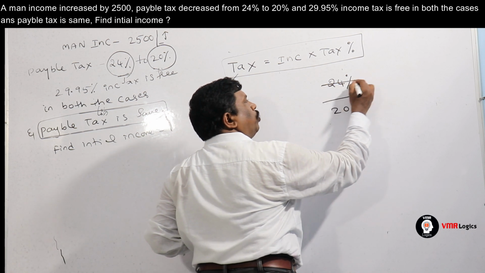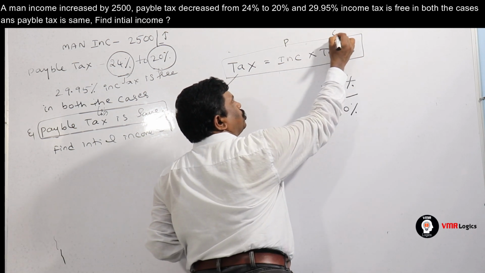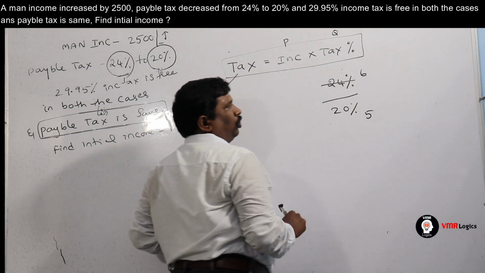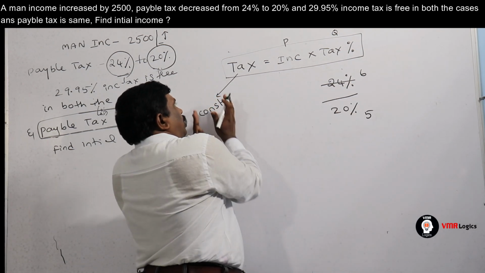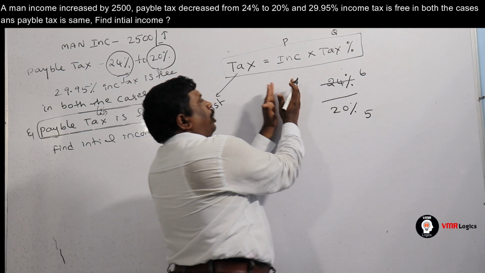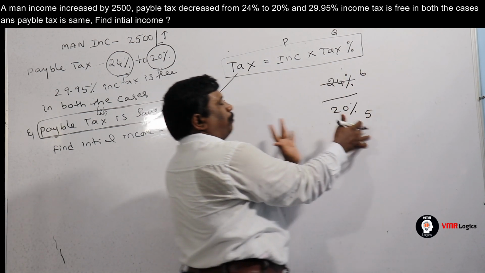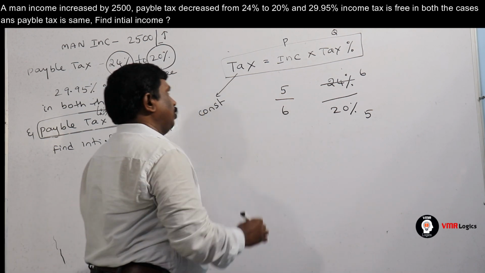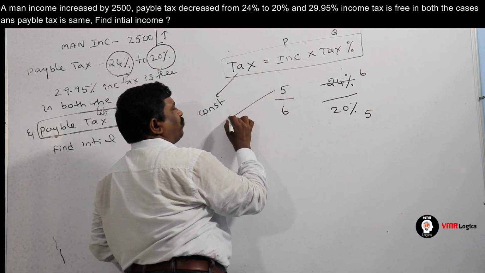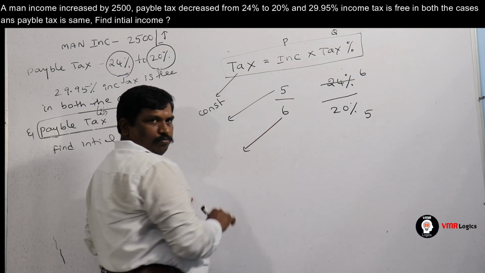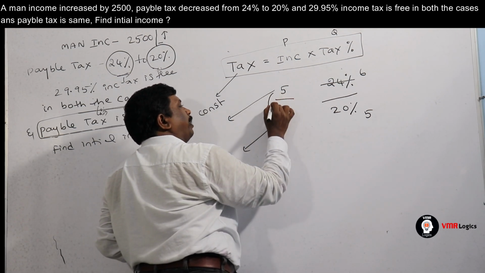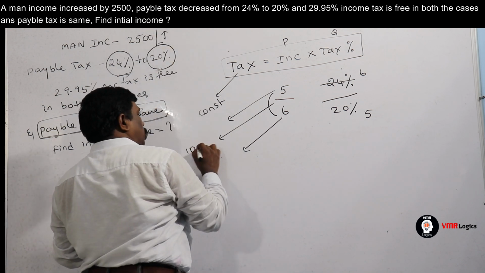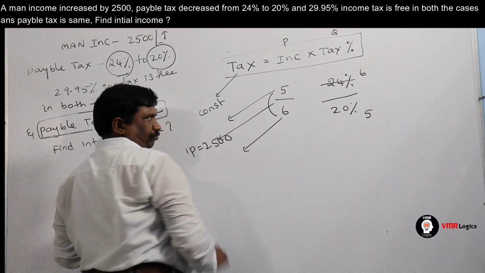Now this is about P ratio and Q ratio. Q ratio, if you observe, 4 table 6, 4 table 5. Ratio is 6:5. When tax is a constant, the P ratio and Q ratio are inversely proportional. This is clearly 5/6. Meaning of this, when the initial income of the man is 5 parts, now the income is 6 parts. Whereas the man's income increased by 1 part, and the man's income increased by 2,500. So 1 part is 2,500.